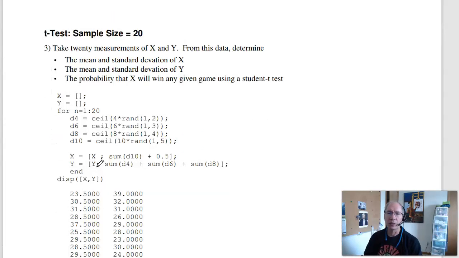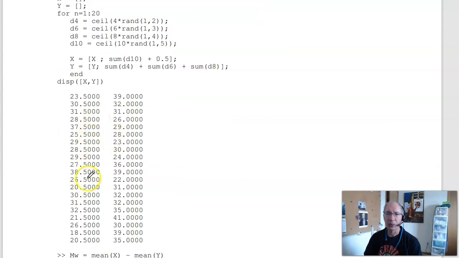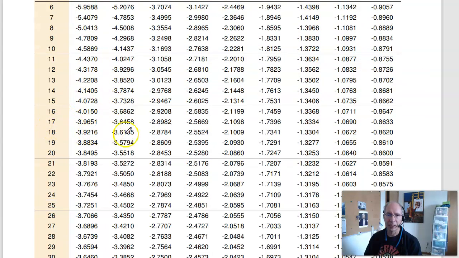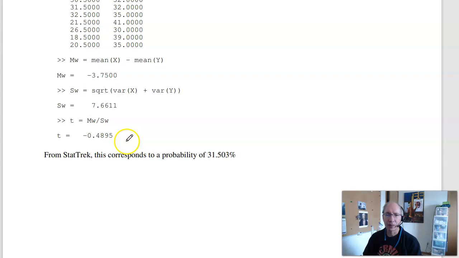What if I use 20 rolls? Here's the same procedure. Roll the dice 20 times. I get 20 measurements for X, 20 measurements for Y. From them, find the mean, standard deviation, t-score. I now use the t-table with 19 degrees of freedom. So I come down on the t-table, 19 degrees of freedom, and I'm looking for the number minus 0.4895, which again is going to be over here. Or I can use StatTrack. StatTrack converts that to a probability of 31%.